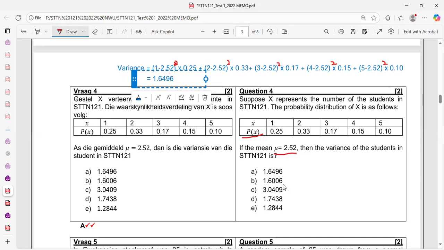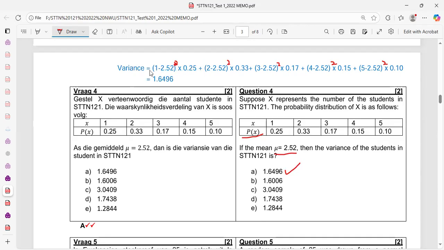1.6496, which is option A. That's the reason why they say the answer is option A here. That's how you do it. If they wanted a standard deviation, you're just going to do a square root of 1.6496, which will give you 1.2844. And it's there, here it is on option E, only if they wanted a standard deviation on this question.